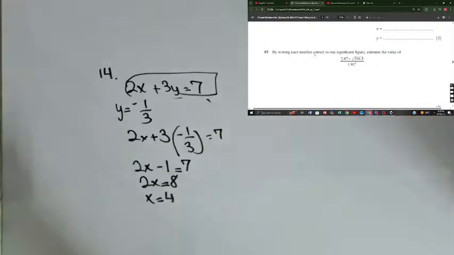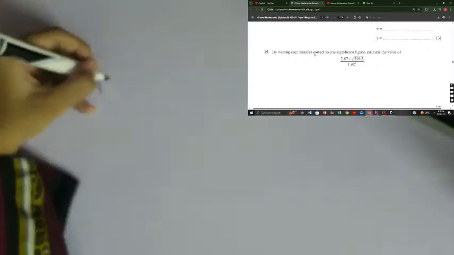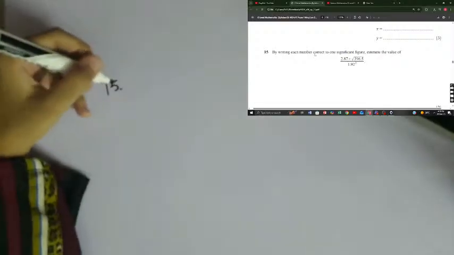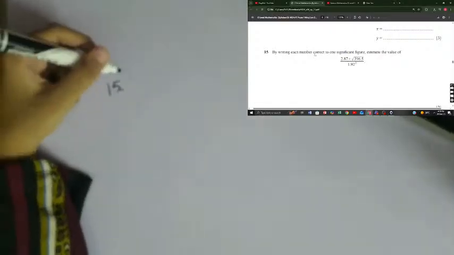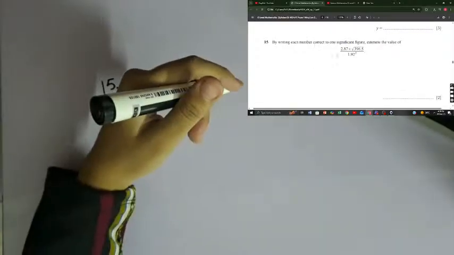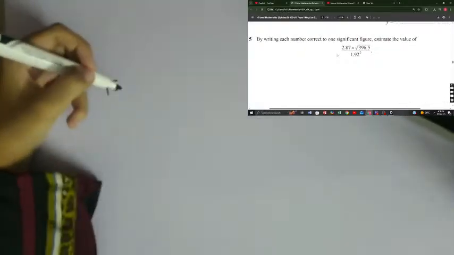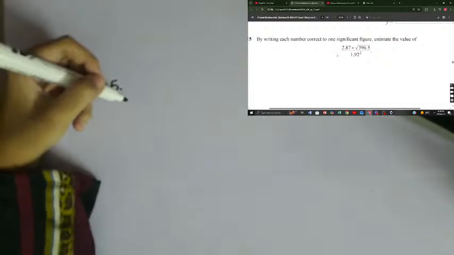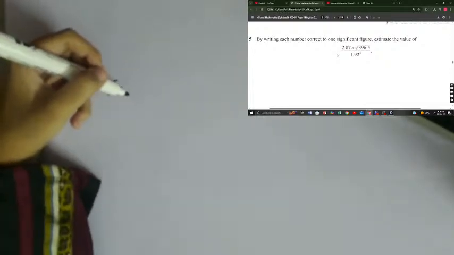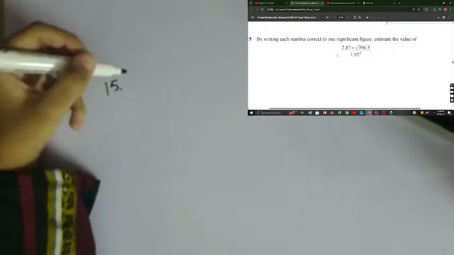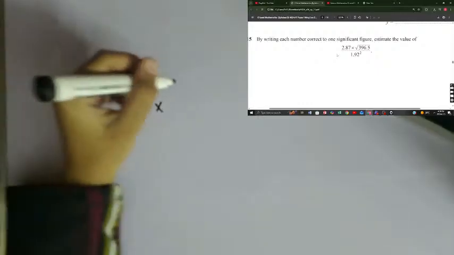The next question is one that the CIE examiners love to give. They give it in almost every single paper, and they're asking you to write each number to one significant figure and then find out the value of a certain expression. So you can see this expression over here. In order to evaluate this, first let's write 2.87 to one significant figure. Well, one significant figure would be 2, and then we round it up because 8 is greater than 5, so it becomes 3. And then we multiply it by root of something.